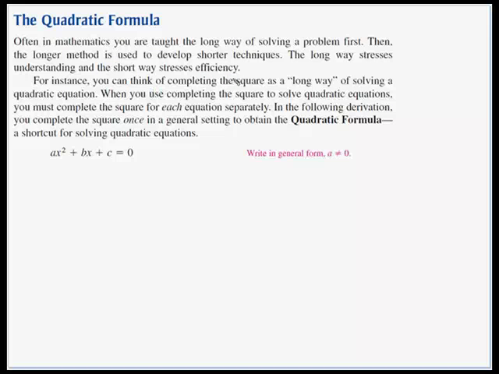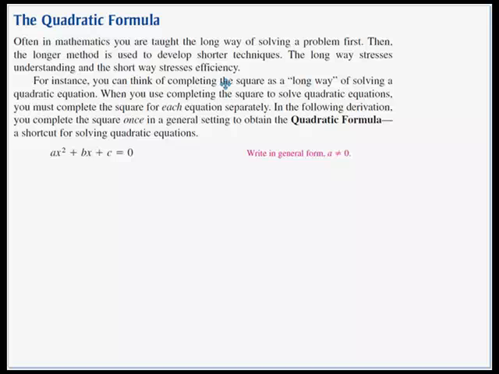For instance, you can think of completing the square as the long way of solving a quadratic equation. When you use completing the square to solve quadratic equations, you must complete the square for each equation separately. In the following derivation, you complete the square once in a general setting to obtain the quadratic formula, a shortcut for solving all quadratic equations.